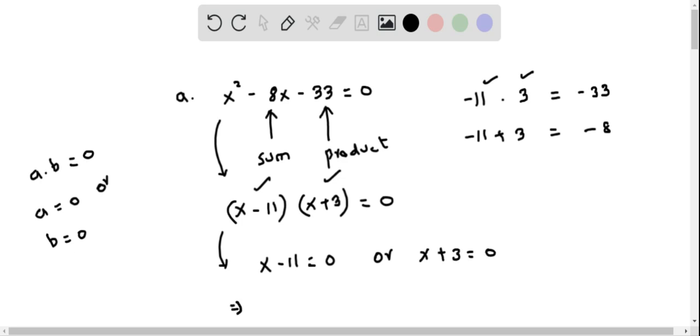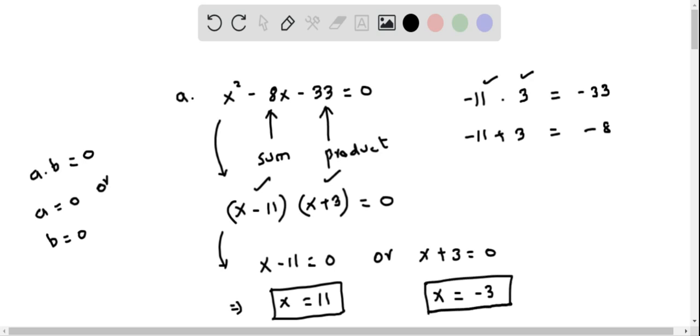And solving this, we add 11 to both sides. So we get x equals 11 or x equals negative 3. And thus we found the values of x, which are the solution to this equation. There are two values, that is 11 and negative 3.